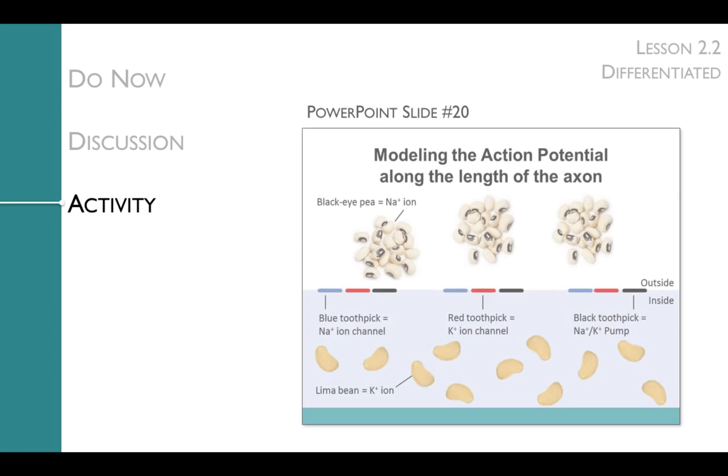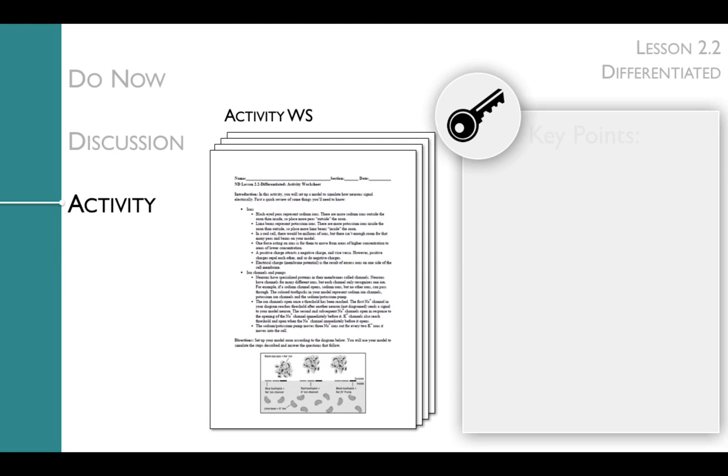In the activity, you'll have students work in small groups and give each of them an action potential model setup, which has the supplies for them to simulate the action potential, using dried beans to represent ions and toothpicks or pipe cleaners to represent the ion channels. You'll also give each student an activity worksheet to help guide them through the activity and help them focus on the most important details of the process.